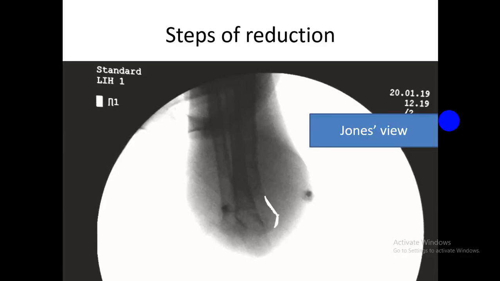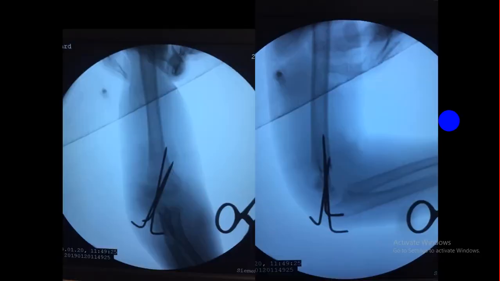So don't forget that Jones view. With the elbow hyperflexed, you get an AP of the distal humerus. Don't extend the elbow. And then when you do this, you get the lateral view on the CR. And this is after pinning.